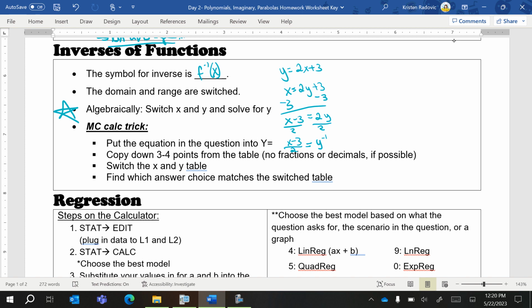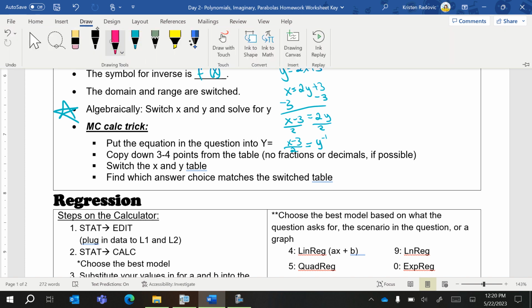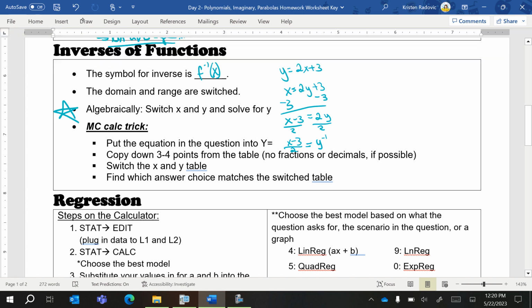Now, there is a calculator trick. So if you wanted to find an inverse, if you put this in the calculator, let's see, we would get a table and you would get several values. So let's see, we would get 0, 3, 1, 5, 2, 7, I believe. Now, this is the original. This is y. This is y inverse.